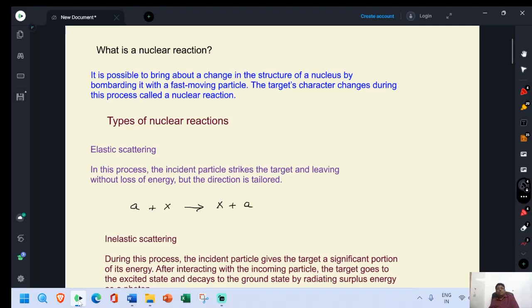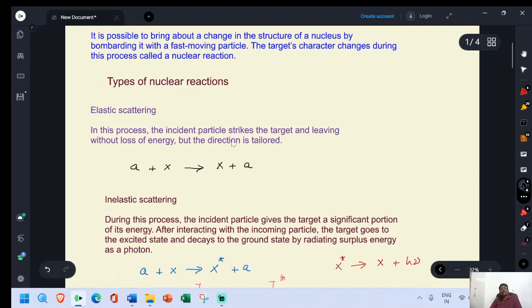It's possible to bring about a change in the structure of a nucleus by bombarding it with a fast moving particle. The target's character changes during this process called nuclear reaction. Types of nuclear reactions include elastic scattering, inelastic scattering, disintegration, photodisintegration, stripping and pickup reactions, fission reaction and fusion reactions. Now we have to discuss them one by one.